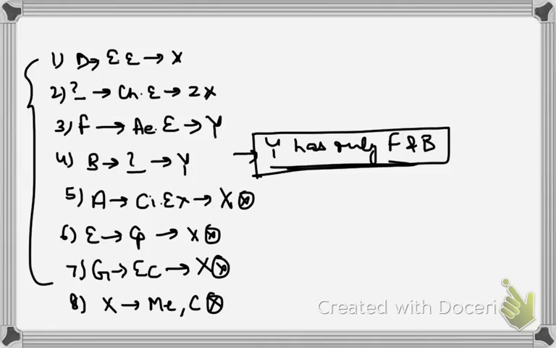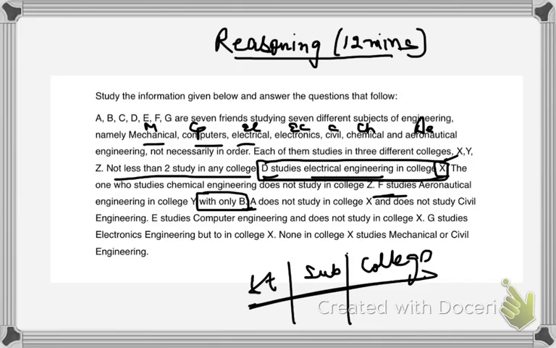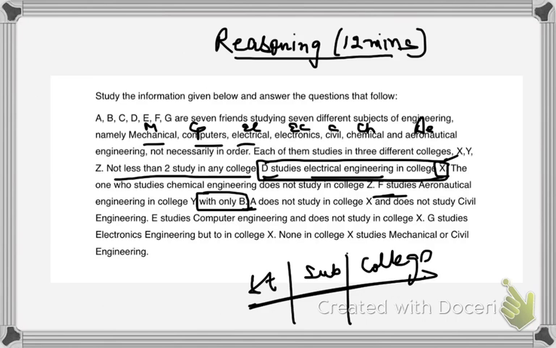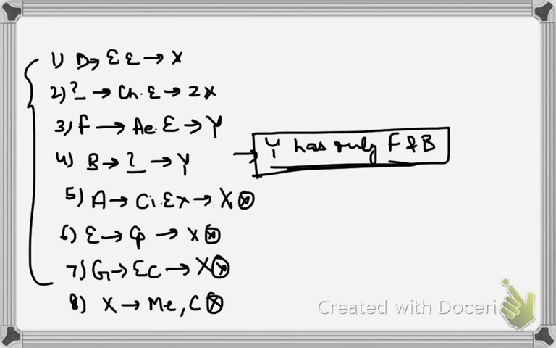It is a kind of condition that F studies aeronautical engineering in college Y, but he studies only with B. Means F and B are the only persons. Indirectly, what he's trying to say is that F and B are the only persons studying in college Y. So this piece of information is very critical, and that's why I said that every piece of information is important in these kinds of questions. With this information your question becomes very easy to arrange.